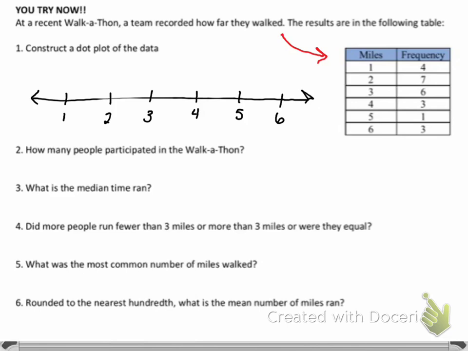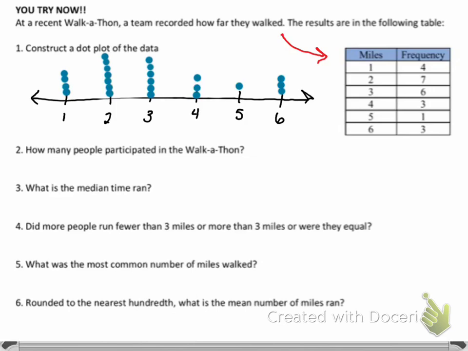According to my table, the frequency of someone walking a mile was 4. So I'm going to put 1, 2, 3, 4 points there. Then the frequency of 2 was 7, so I'm going to put 1, 2, 3, 4, 5, 6, 7 points. And then the miles for 3 were 6 people, so I'm going to put 1, 2, 3, 4, 5, 6. 4 miles is 3, so I'm going to go 1, 2, 3. 5 is 1. And 6 is 1, 2, 3. So I can go ahead and answer those questions below.